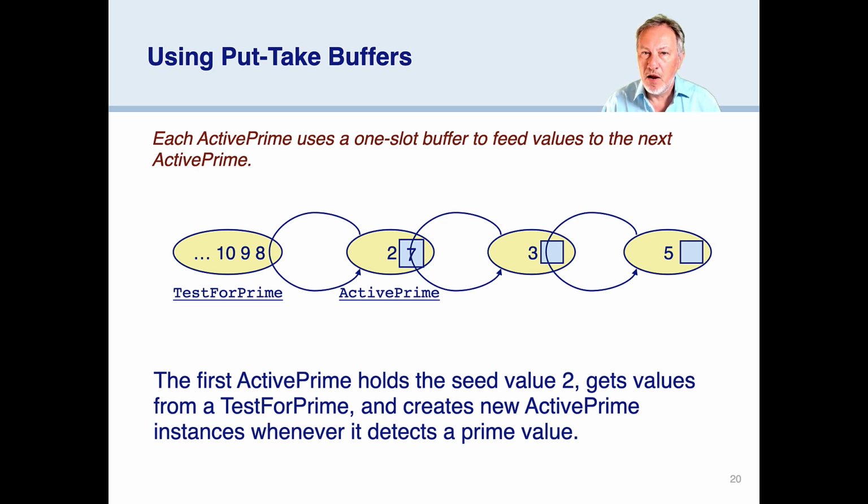Each active prime is using a one-slot buffer in our implementation to feed values to the next active prime. So we could make the buffers longer, but as we've seen, whether we have a large buffer or a small buffer, the buffers will tend to either be empty or full. And in this case, as you can see, they tend to be empty. So the first active prime holds the seed value 2, gets values from test for prime, and creates new active prime instances whenever it detects a prime value.